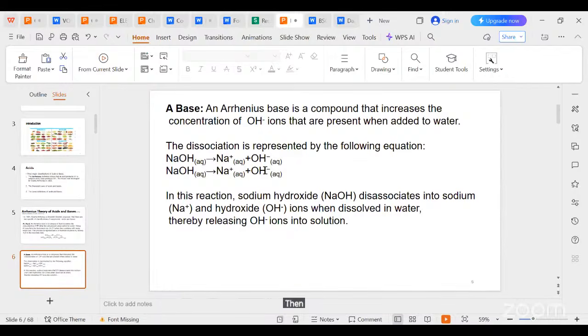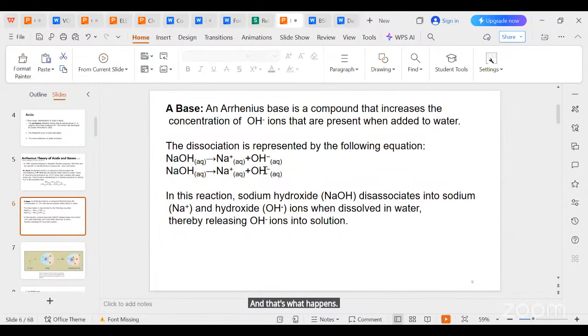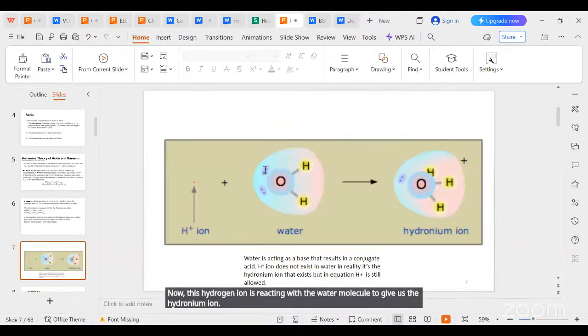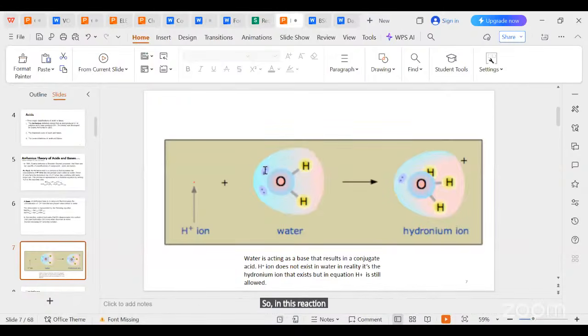Then we have a base. A base is anything that adds on an OH, and that's what happens. And the conjugate base: this hydrogen ion is reacting with the water molecule to give us the hydronium ion. So in this reaction, the water is acting as a conjugate base, while the hydrogen ion is acting as the acid.